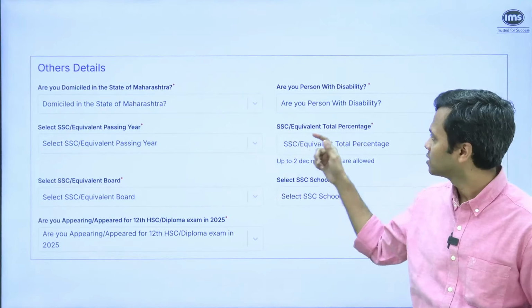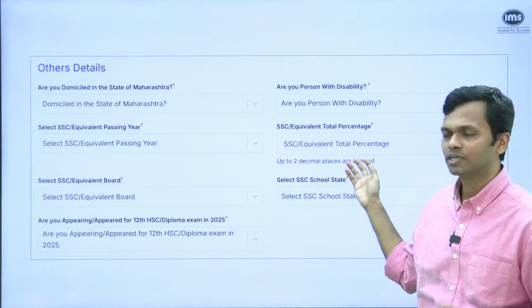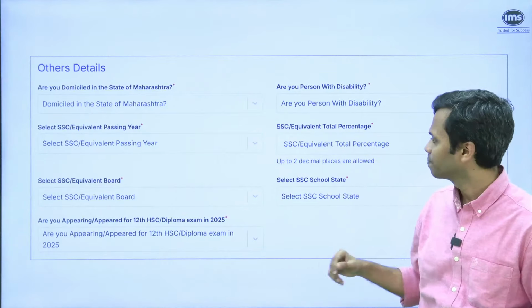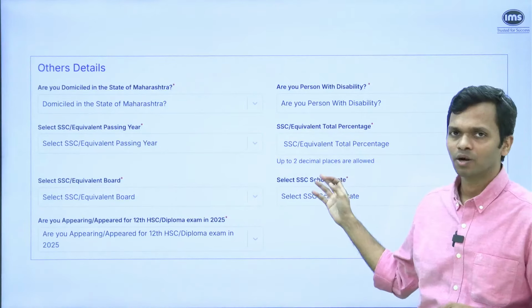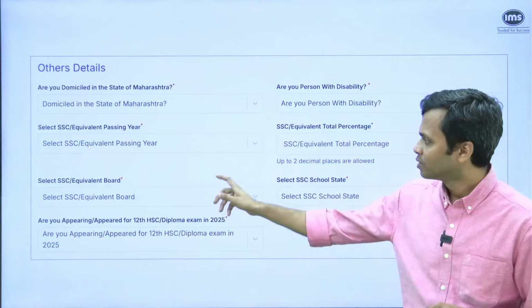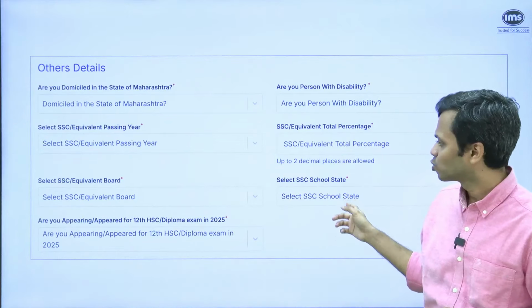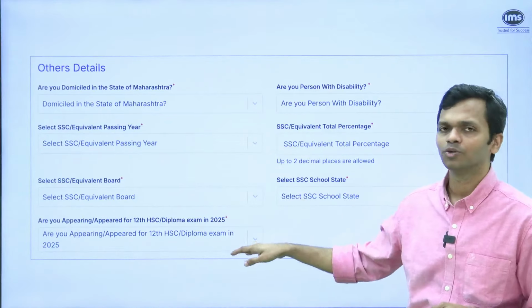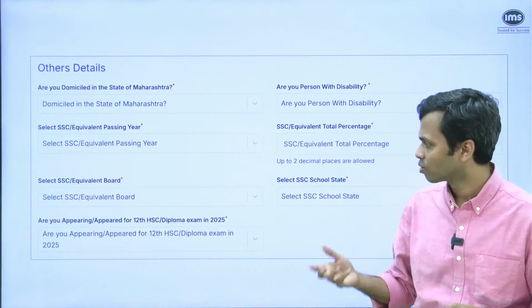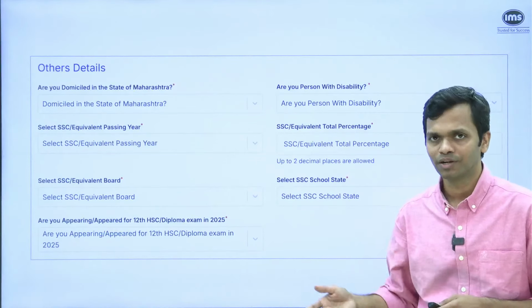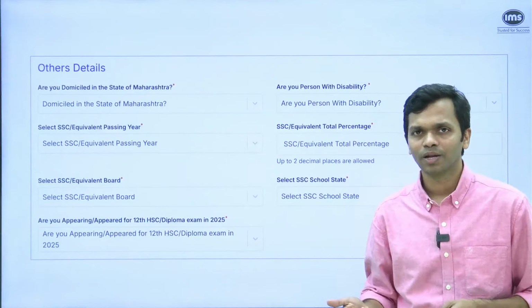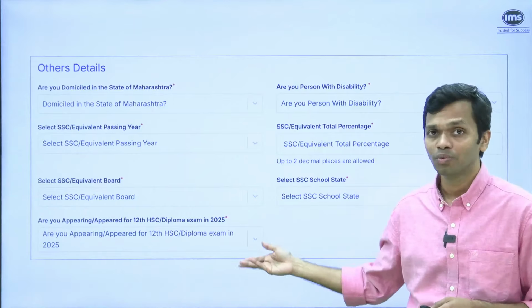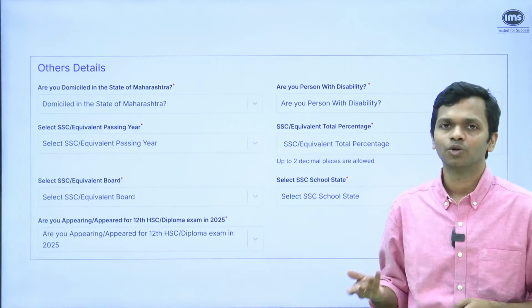Then you have SSC, passing year and the percentage, again a simple straightforward thing. Up to 2 decimal places are allowed, so you can enter that if you want. Then SSC equivalent board and school state. After this, there's a question on 12th standard, whether you are appearing for 12th in the year 2025. Clearly, for those of you who are planning to apply for the Maharashtra MBA CET, that won't be the case. So in that case, you will say no, right?